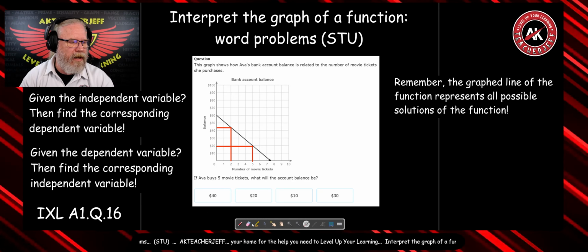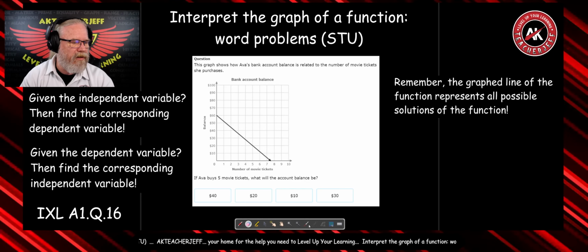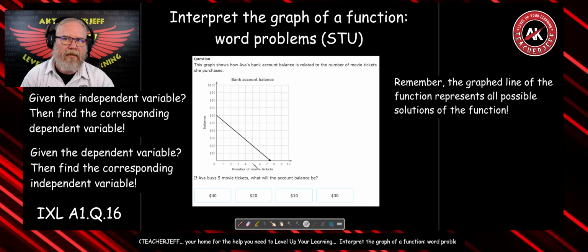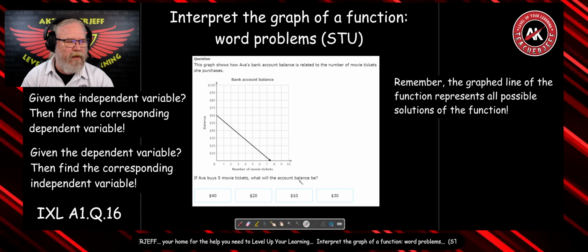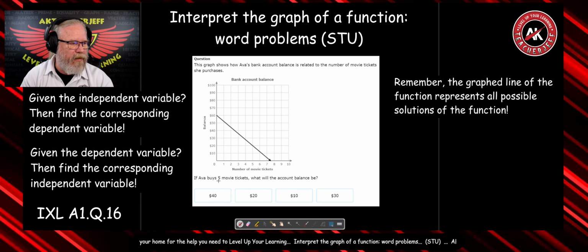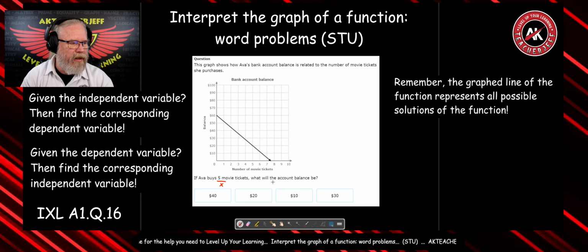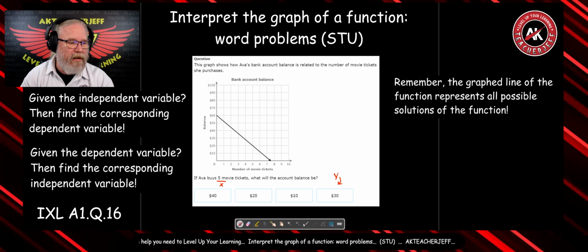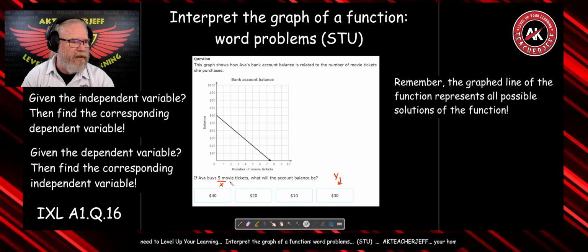Let's erase my examples off of here, and look at this first question. It says, if Ava buys 5 movie tickets, oh, amazing, that's one of the ones I chose a second ago. If she buys 5 movie tickets, what will the account balance be? So they're giving us the number of tickets. It's important to know which one they are giving you. This means they are giving us an x value, so our answers down here must be y values. That makes sense because they're in dollars, and we see dollars going up and down the y-axis.